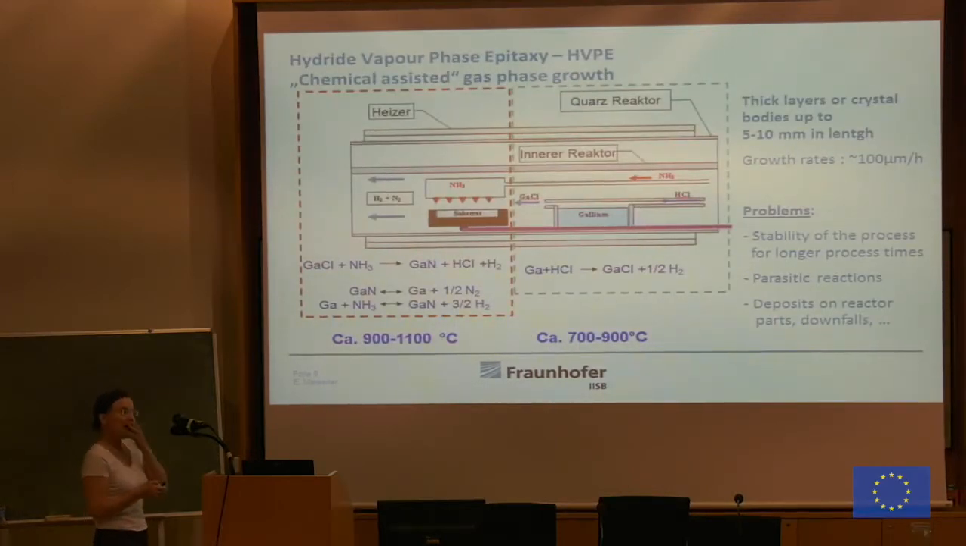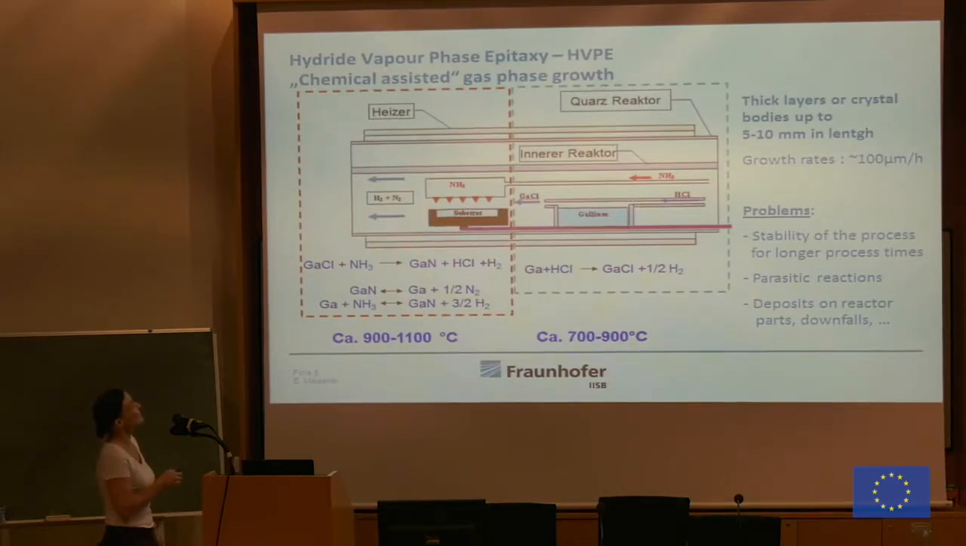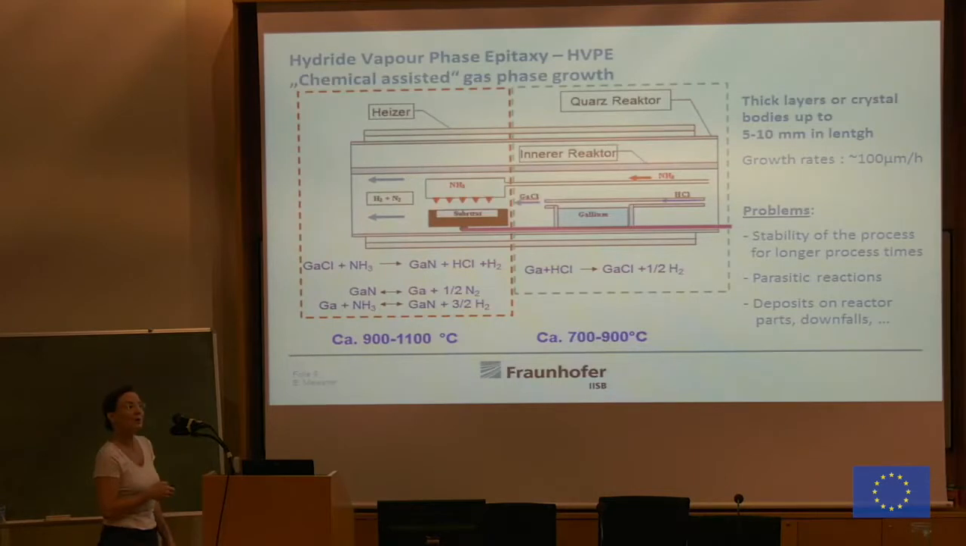So the trick that we are doing is, we're doing a gas phase process like the PVT process, but I would say it's a chemical assisted or chemical mediated gas phase growth. So we add a chemical compound and we form a reaction which helps to transport the gallium nitride in an easier way, and instead of the nitrogen, we add ammonia, which is a more reactive component.